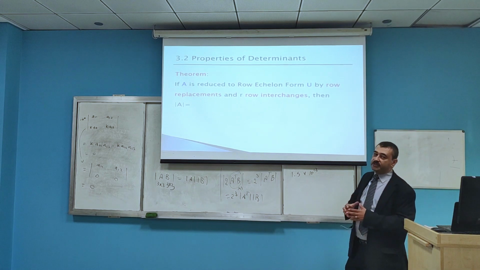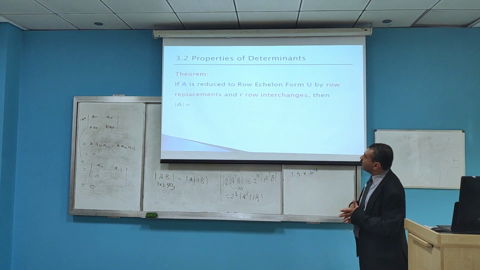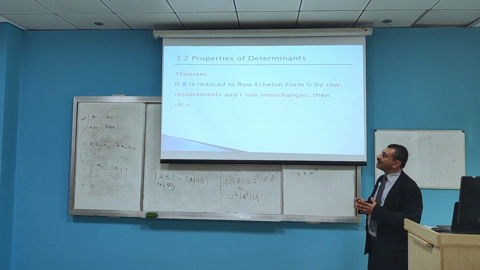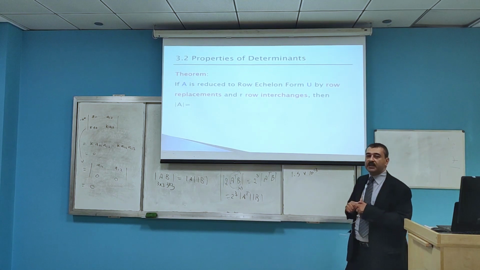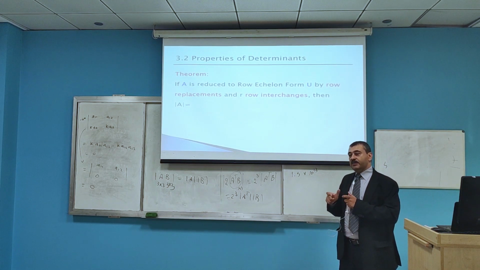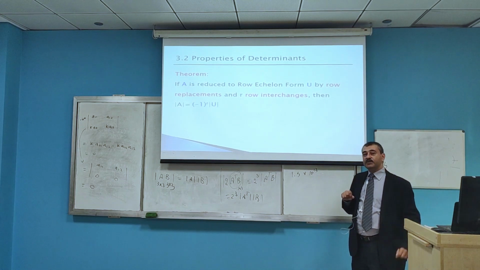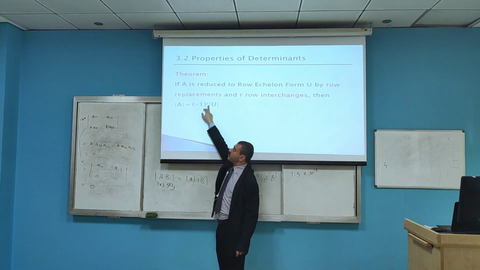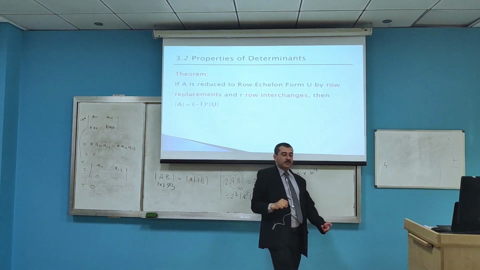We can write this in general as a theorem. If A is reduced to row echelon form U by row replacements and R row interchanges, what is the relation between the determinant of A and the determinant of U? It is -1 to the power R multiplied by the determinant of U. So if you have one interchange, you'll have the negative determinant of U. If you did two interchanges, you will get the same as the determinant of U.